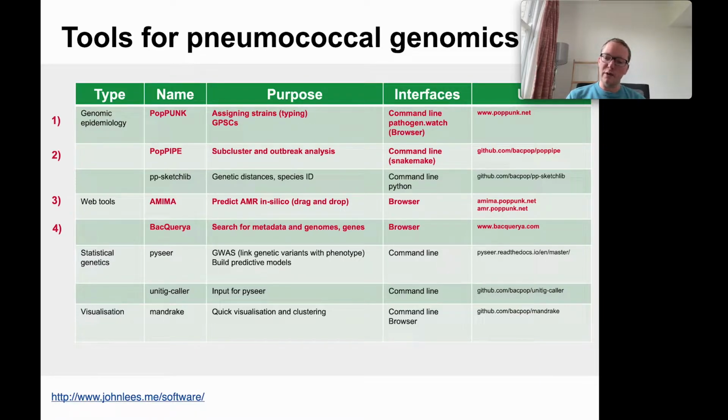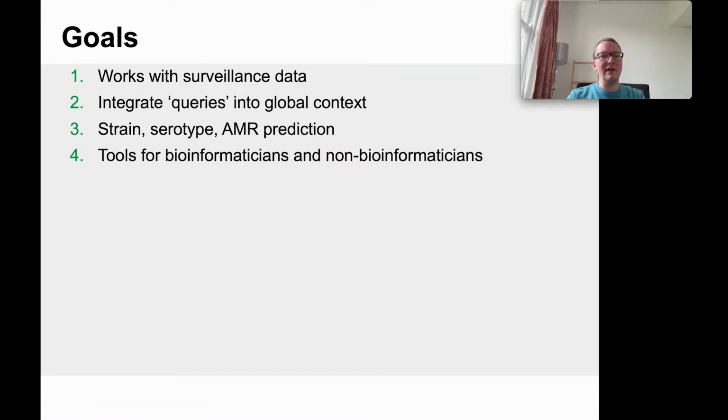I've got a few videos of these working because I'm not brave enough to use them live. But overall, what we've been trying to do in the past few years is develop tools which work with surveillance data, so particularly genomes produced in real time, or a lot of them, and continuously, helping people integrate queries either from local studies or their own collections or things of interest into a more global context, so using all of that data. We want to develop tools which give you the basics, so the strain, which I'll define in a minute, serotype and AMR prediction. And we also want to develop tools which work both for bioinformaticians and non-bioinformaticians.